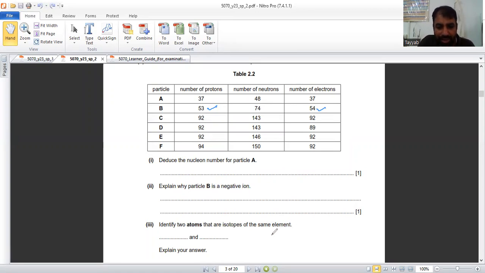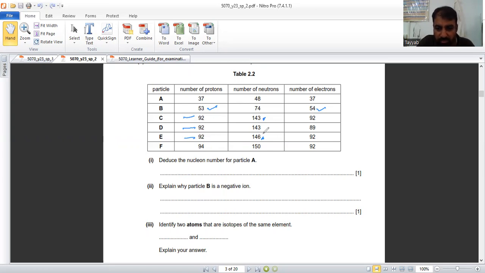Identify 2 atoms that are isotopes of the same element. Okay, isotopes have the same proton number. This one, this one, this one, same proton number. Okay, and what about their neutron number? 146 and 143, means C, D are isotopes.